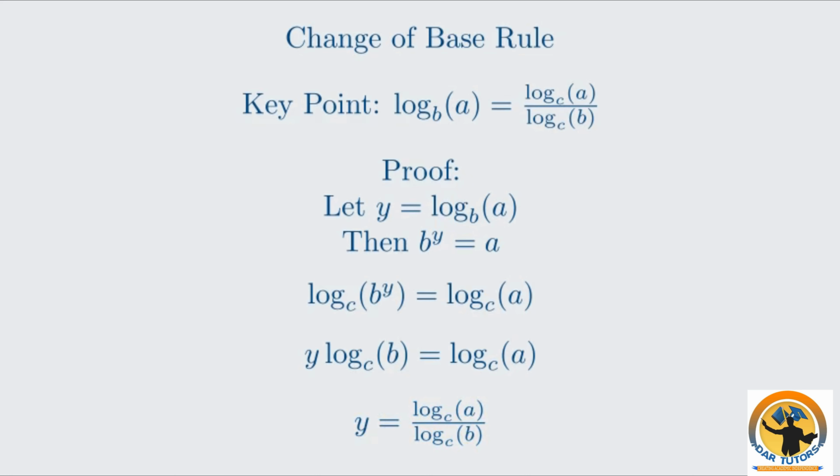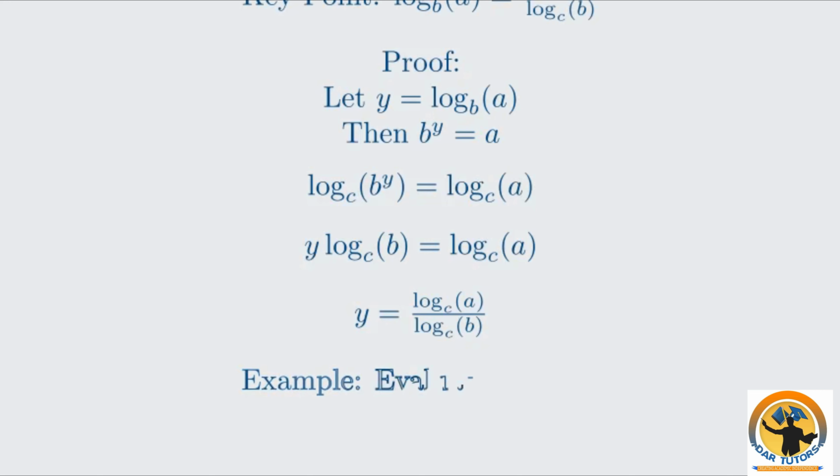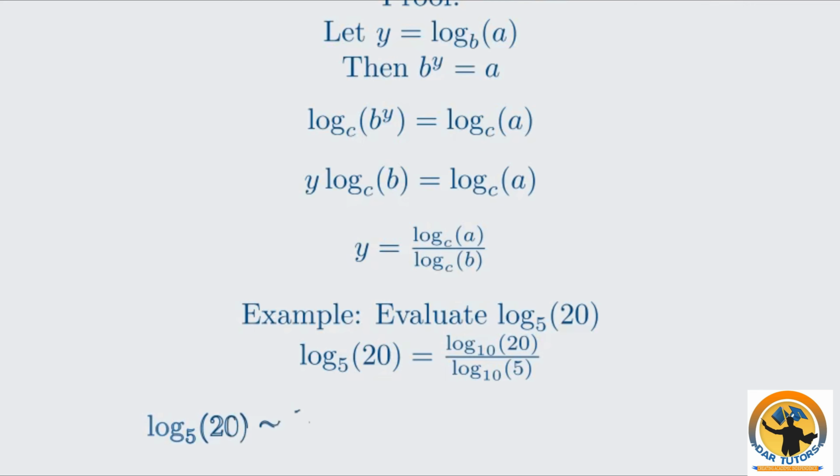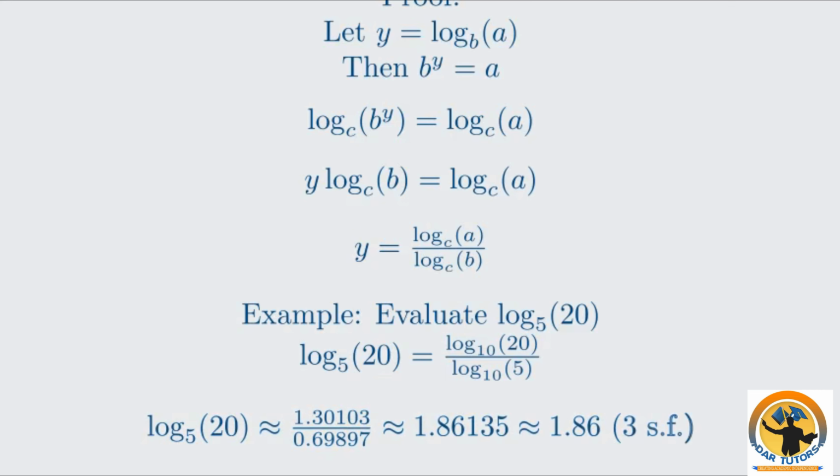Now let's use it to evaluate log base 5 of 20. We can choose base 10. So log base 5 of 20 is equal to log base 10 of 20 divided by log base 10 of 5. Using a calculator, log base 10 of 20 is about 1.301, and log base 10 of 5 is about 0.699. Dividing these gives us approximately 1.861. Rounding to three significant figures, the answer is 1.86.